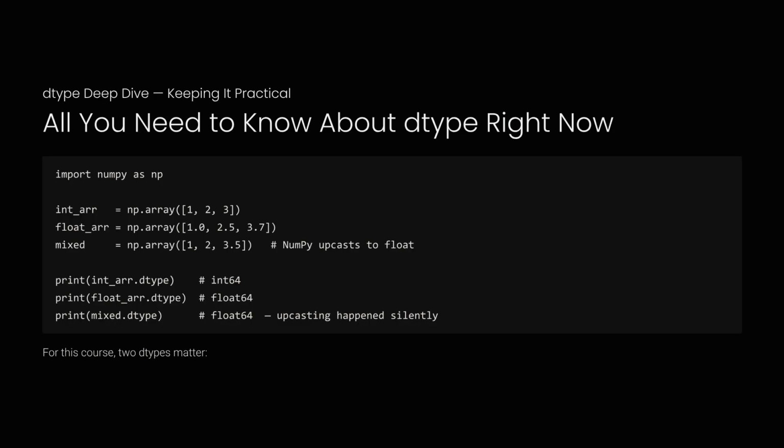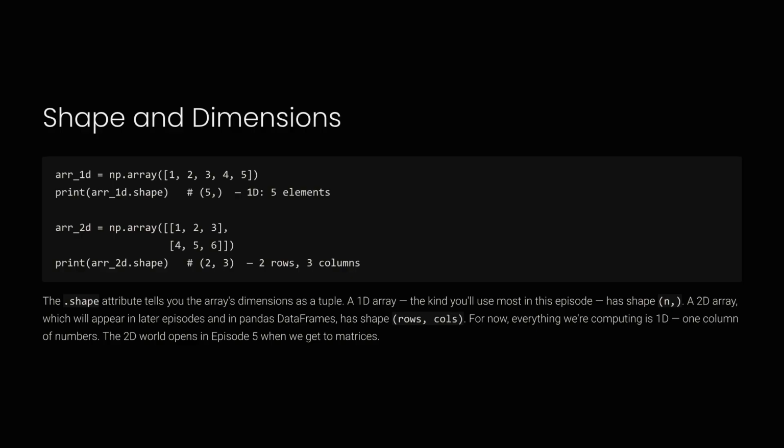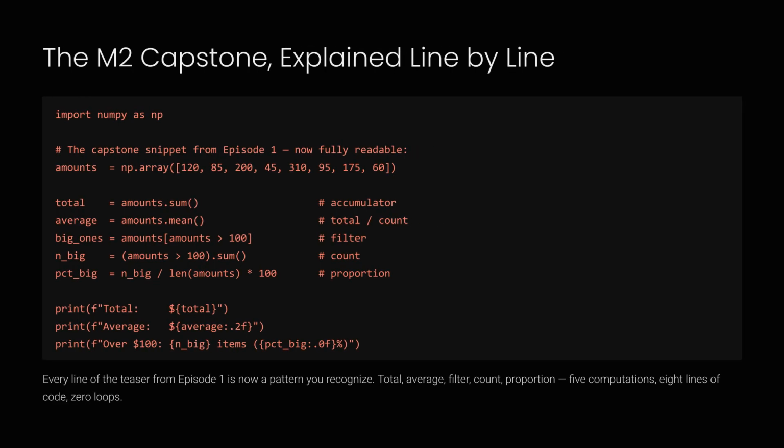Keep your dtype knowledge practical. NumPy will automatically upcast integers to floats if you mix them, ensuring your array remains consistent for computation. Understanding shape is key. Most of our work uses one-dimensional arrays, but your understanding of these dimensions will be vital as we move into matrices. Look back at your original Module 2 capstone. Now, everything from totals to proportions is visible as a pattern you can recognize and optimize.